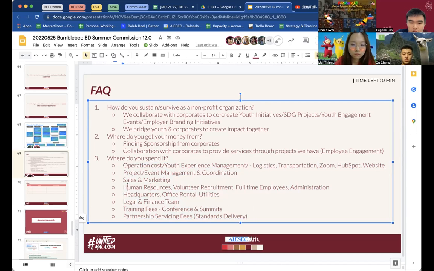And I think human resources, recruiting volunteers, also needs effort. And full-time employees, me, your MC. Then the HQ, the office rental, right now I'm in the office. We also have a legal and finance team. And training fees, don't underestimate this, because if we don't do commission calls, conferences, or summits, I believe everyone will be very lost, right? So we also need to train everyone so that you can deliver a quality leadership experience to your partners, and definitely your standards delivery and partnership servicing also need money.